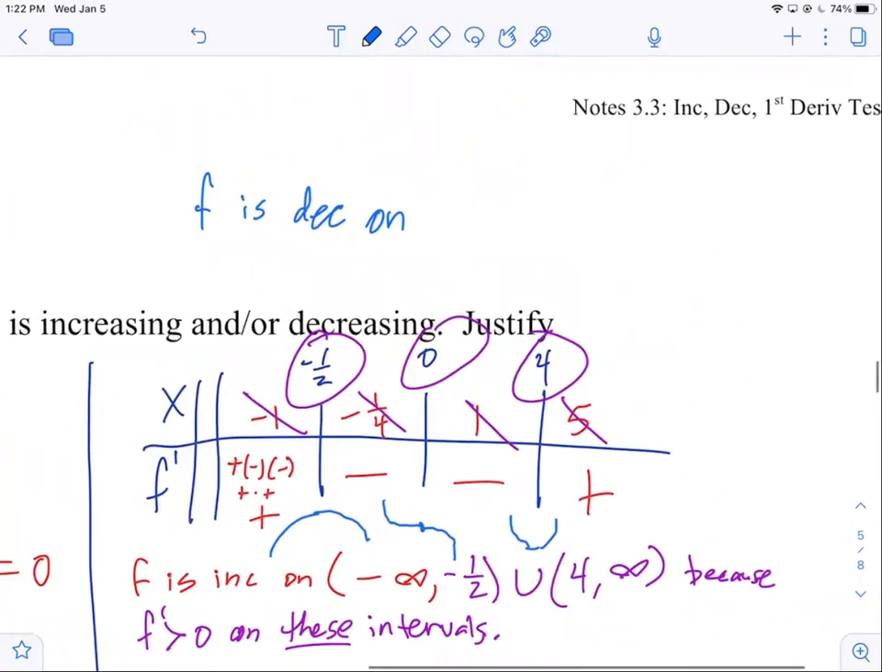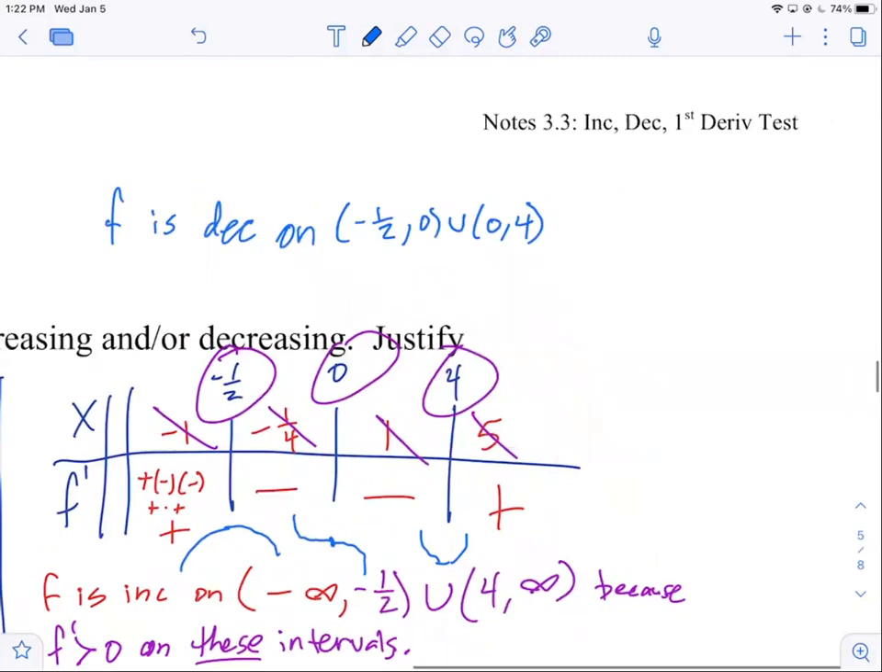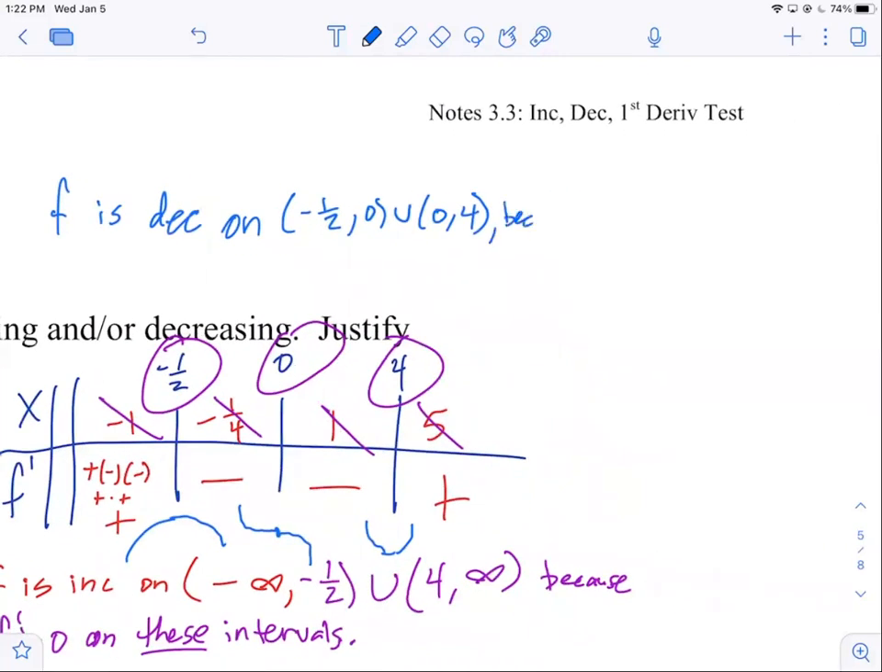Watch. If you want to say f is decreasing on -1/2 to 0, union 0 to 4, that would be fine, right? But your reason would be because f prime is greater than 0 on these intervals. And there's nothing wrong with that. You can certainly do that.